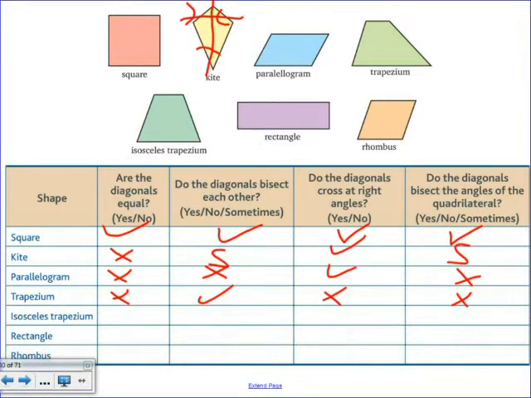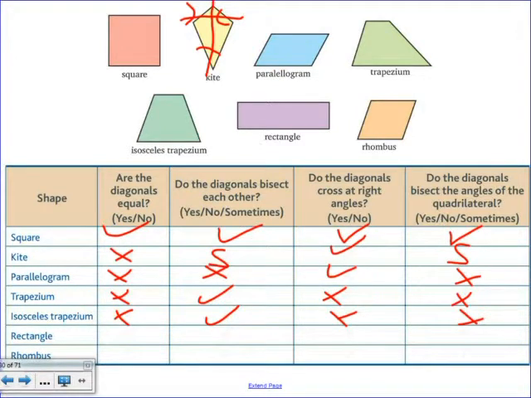Drew, isosceles trapezium. Are the diagonals equal? No. Do the diagonals bisect each other? Yes. Do the diagonals cross at right angles? No. And do the diagonals bisect the angles of the quadrilateral? No. Okay. Rectangle. Anyone got a rectangle? I've got it. Adam.